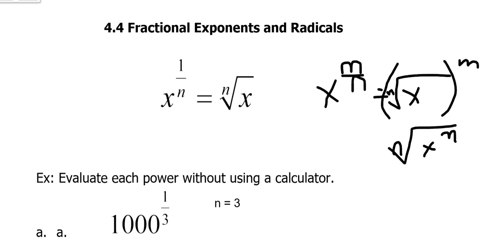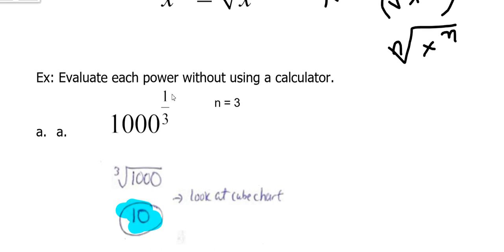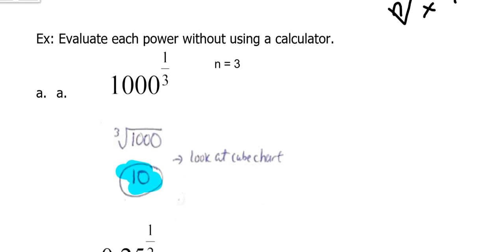Here we have 1,000 to the 1 over 3, where n is equal to 3. So I'm going to put 3 in my index and take the cube root of 1,000. When we're doing this, in your notes, you will have a list of cube roots. You'll have a list of fourth roots. You'll have perfect squares. Take a look at your chart, and you're going to find that the cube root of 1,000 is 10. So 10 to the power of 3 is 1,000. That's what we mean by without a calculator. We're just going to take a look at that chart that you were given.